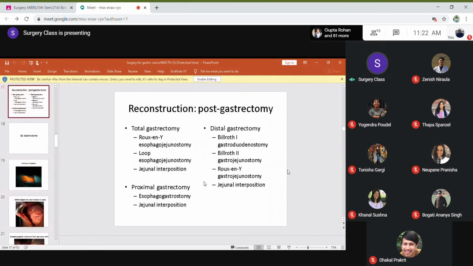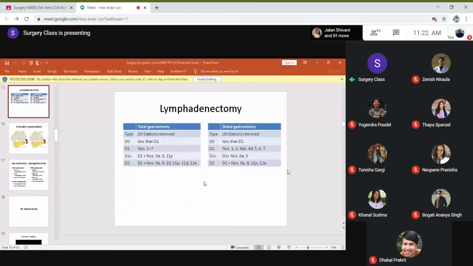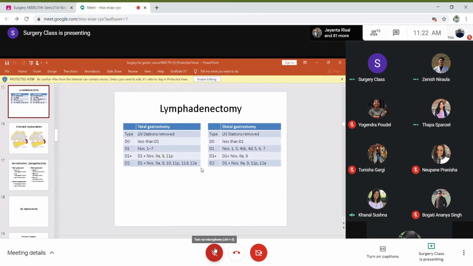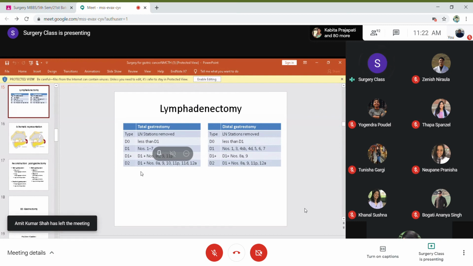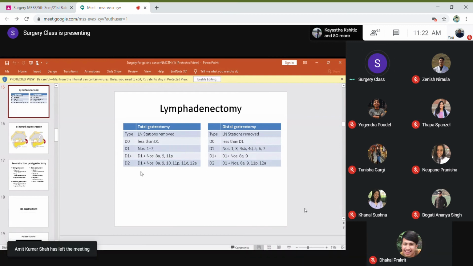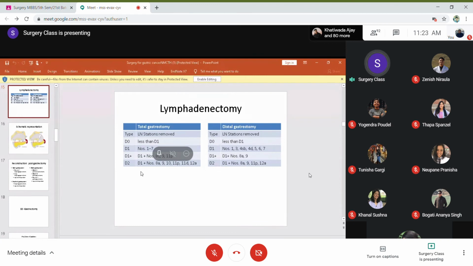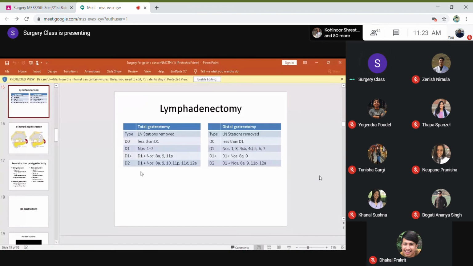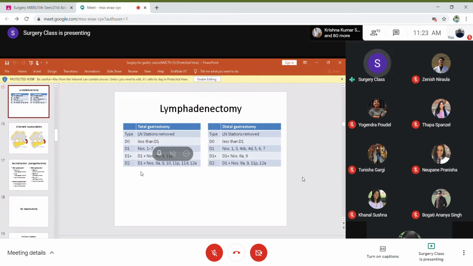Let's go back. Did you see this slide before? Okay, then see this. The D2 gastrectomy is D1 plus 8A, 9. You can see the last one. For total gastrectomy, D2 is D1 plus 8A, 9, 10, 11P, 11D, and 12A. For D2 distal gastrectomy, you can see D1 plus 8A, 9, 11P, 12A.